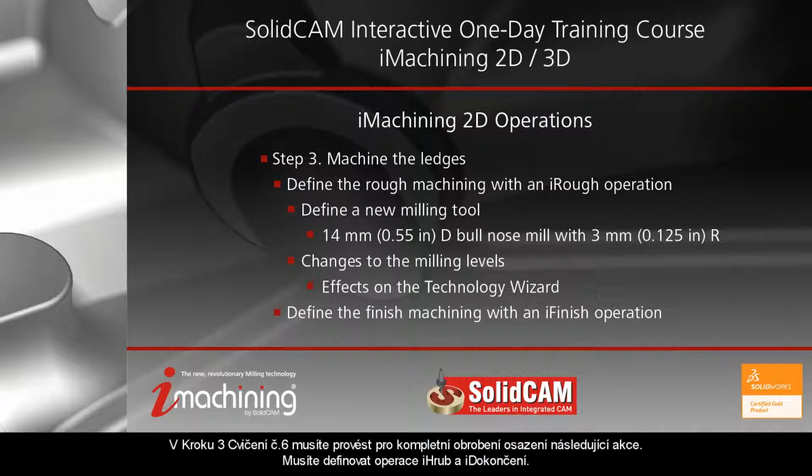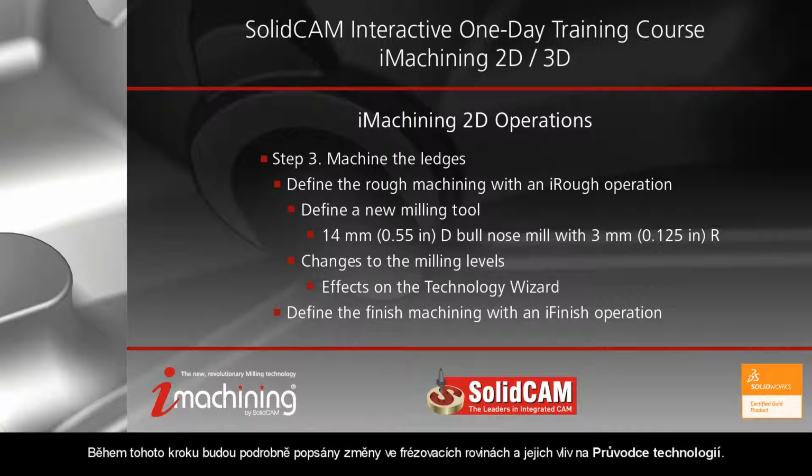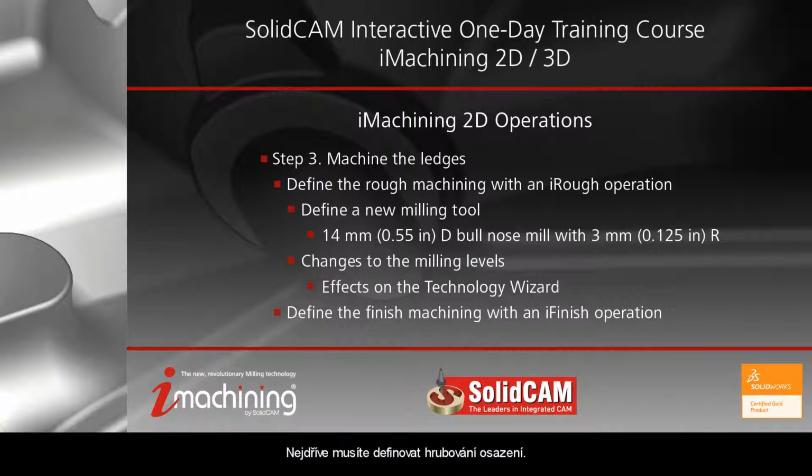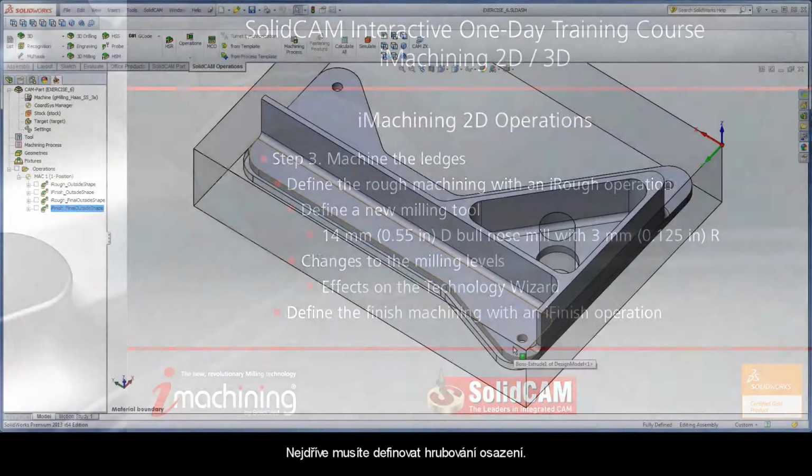In Step 3 of exercise number 6, the following actions have to be implemented to complete the machining of the ledges. An iRough and iFinish operation must be defined. During this exercise, making changes to the milling levels and its effect on the technology wizard is explained in detail. First, you have to define the rough machining of the ledges.